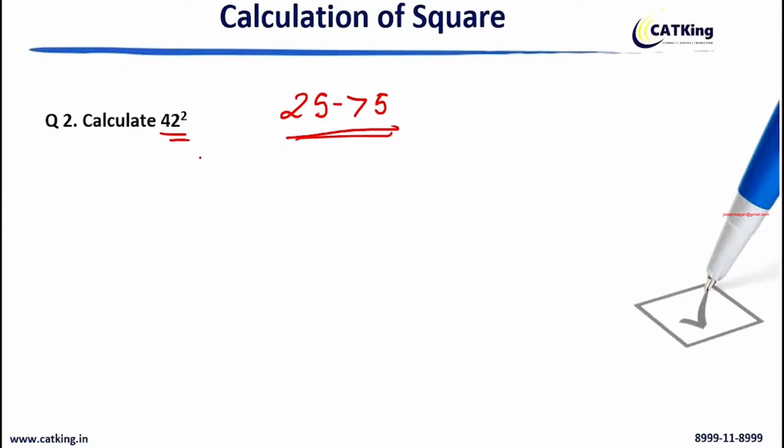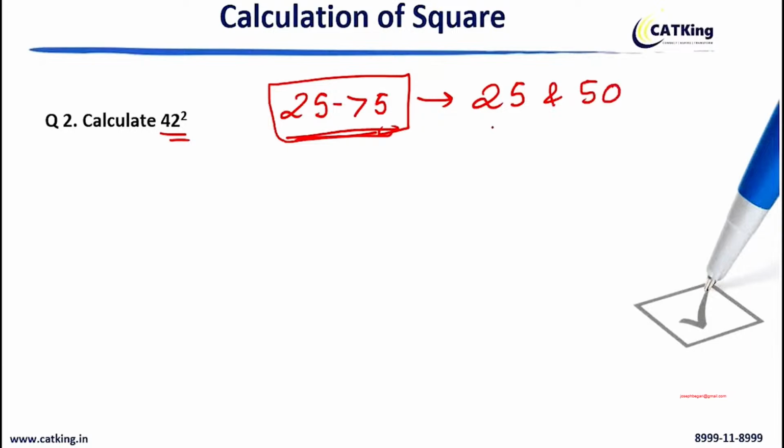You have to calculate 42 square. How you will do it? Just take the difference from 25. Learn two things. Whenever you have to calculate any square that is between 25 and 75, you have to take difference from 25 and 50. You have to take difference from these two numbers.